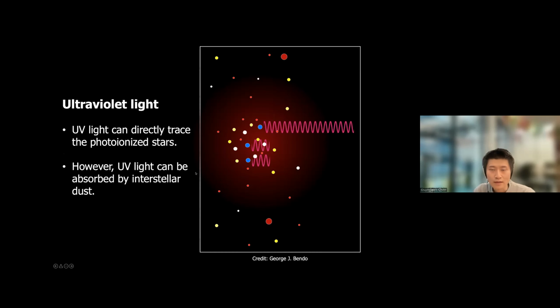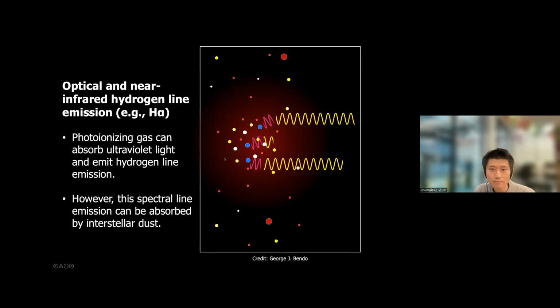One common way is to look at the ultraviolet continuum emission, because ultraviolet light can directly trace the young ionizing stars, so as the blue point here. However, this kind of emission can be absorbed by dust, so it makes it a bit challenging to use this star formation tracer in dusty star forming regions. We can also use optical and near-infrared hydrogen line emission to calibrate star formation rate. The widely used H-alpha line emission, for instance, can directly trace the ionized gas within the star forming region. But similar to ultraviolet continuum emission, this spectral line emission can be absorbed by dust as well, so it cannot be directly used in dusty star forming regions.